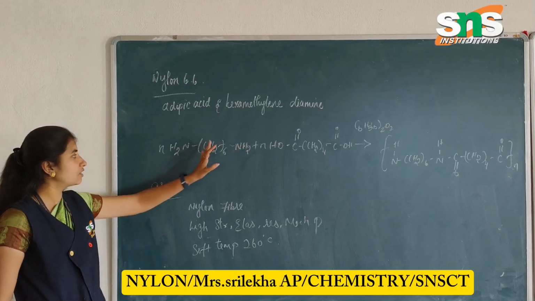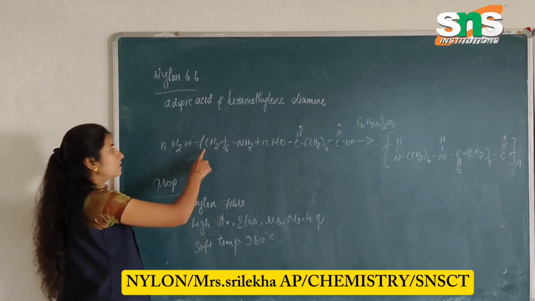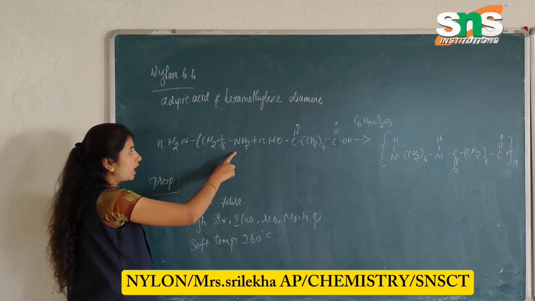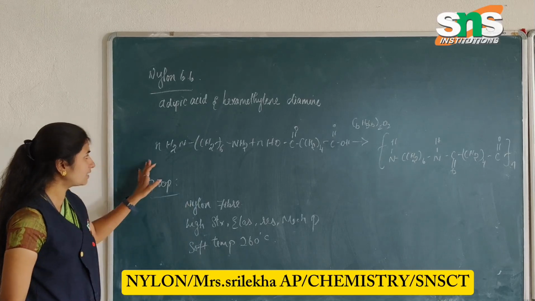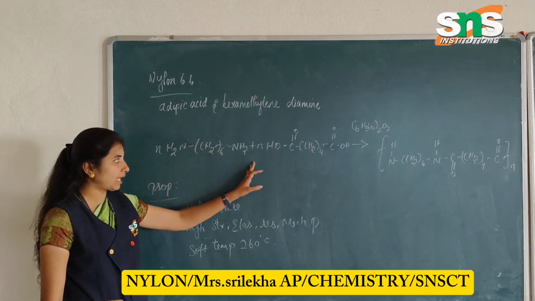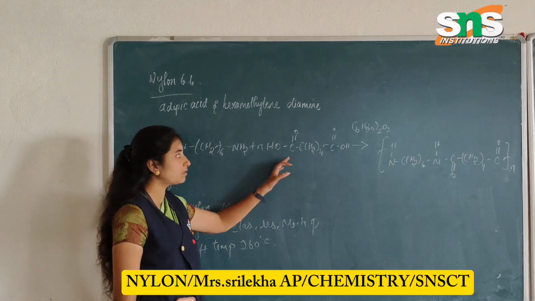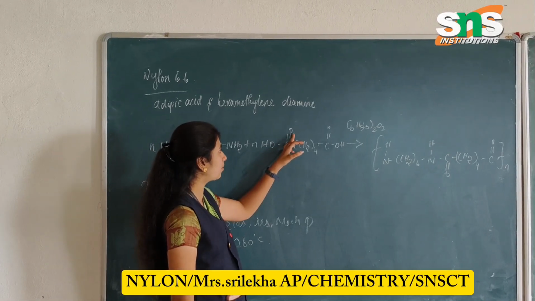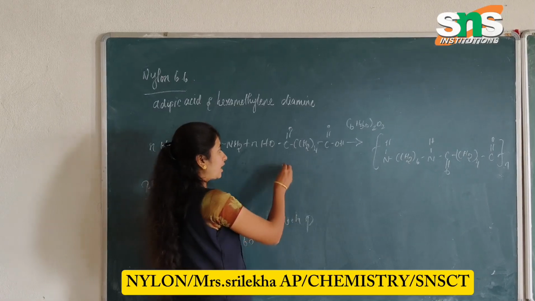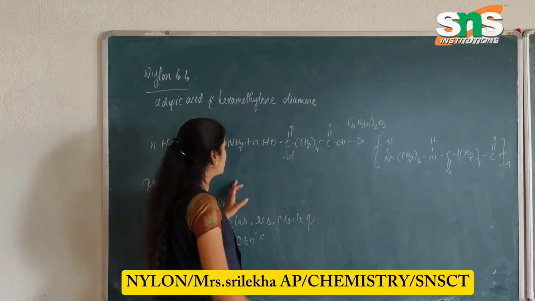So here I have the structures of adipic acid and hexamethylenediamine. Hexa is represented by 6, so (CH2)6 and NH2, a diamine: hexamethylene diamine, in the presence of adipic acid. Adipic acid is nothing but (CH2)4 with C=O OH and C=O OH. So this is the adipic acid, and it reacts with the hexamethylenediamine.